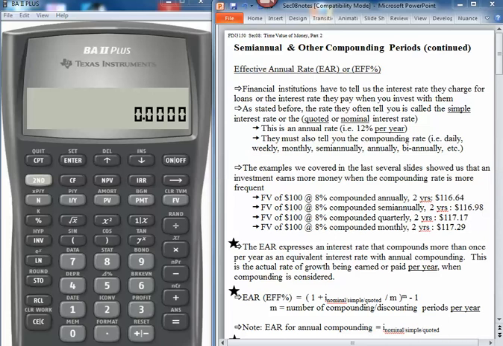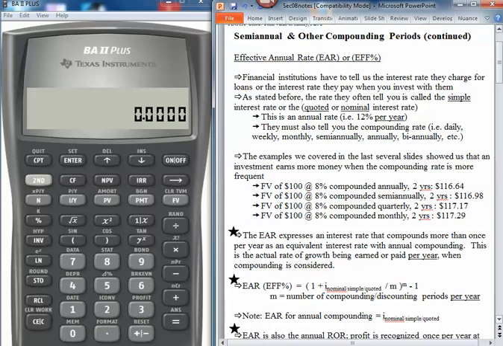The equivalent annual rate, or effective annual rate, expresses an interest rate that compounds more than once per year as an equivalent interest rate with annual compounding. This is the actual rate of growth being earned or paid per year when compounding is considered. This is sometimes called the APY, or annual percentage yield.